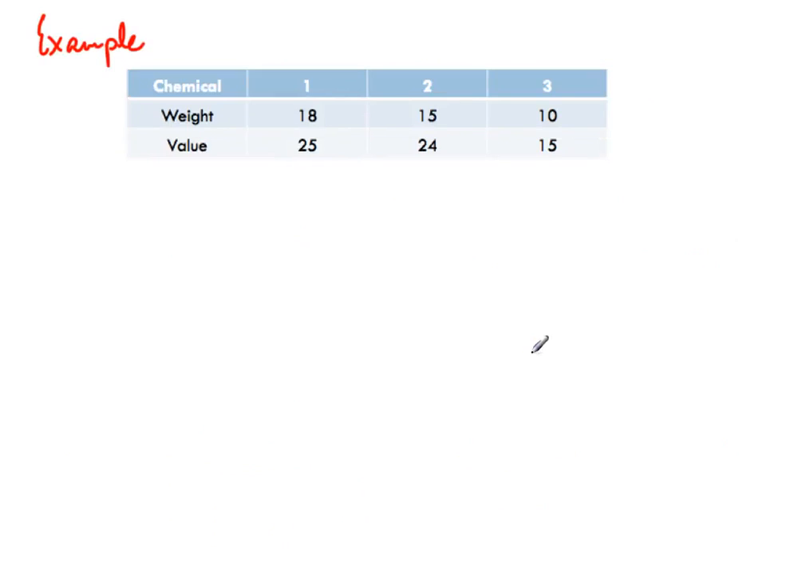So here is an example. Let's think of these powders as chemicals. So we have three chemicals, 1, 2, and 3, and the weights are 18, 15, and 10, and their values are 25, 24, and 15. And let's assume that we have a knapsack of size 20. So we can only carry 20 out of this 18 plus 15 plus 10. We can't take all of it. We can only take some 20 units totally, but we can divide these things up. I can take 9 of this and 6 of this and 5 of this, for example, and then get a proportionate amount of the value.